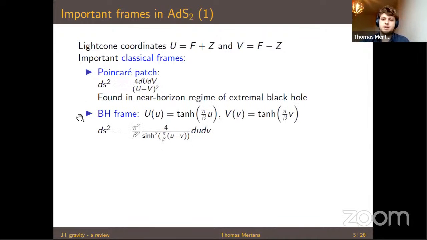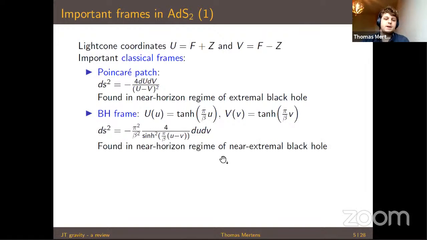But there's also another patch on this manifold that we will encounter later on in this talk, which I will call the black hole frame. You can get this by using a coordinate transformation purely on the light cone coordinates. I define big U as a function of small u and big V as a function of small v by using a hyperbolic tangent transformation that is parametrized by this parameter beta, which will of course be the inverse temperature of the black hole. If you plug this transformation into the Poincaré patch, you get this metric. And this patch is found in the near horizon regime of higher dimensional near extremal black holes.